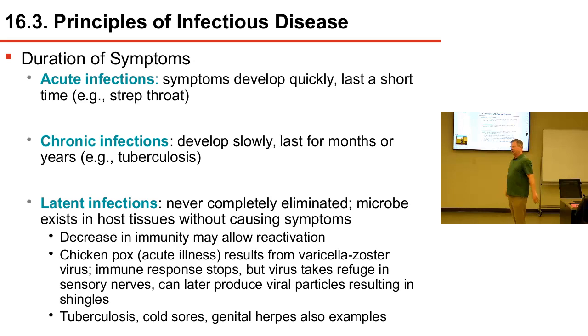Student: If you had herpes, then you couldn't get chickenpox? No, they're two different viruses, but they're the same family. Student: So you can not have chickenpox and then still get herpes? Oh yeah, absolutely. Absolutely. They're just two different viruses, but they're in the same family because they act the same. So in this case, they both go into latency.